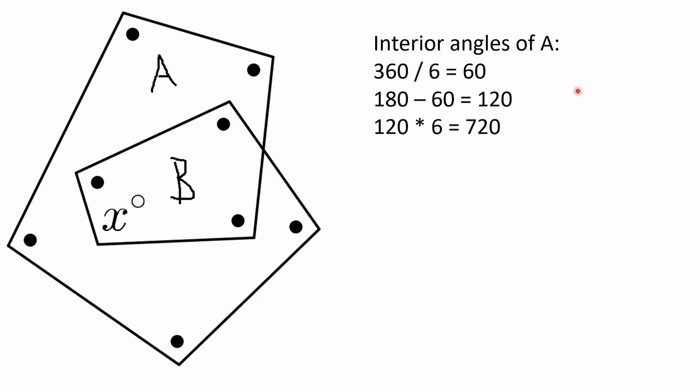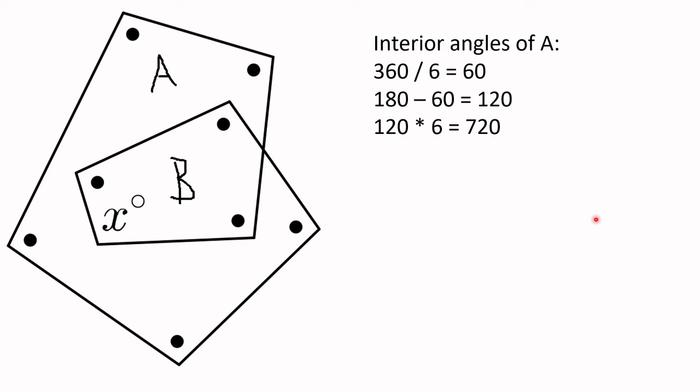Right, so interior angles of A, you've got 360 divided by 6 because 1, 2, 3, 4, 5 lots of x, but then also this angle here, which is your sixth one. Take 60 from 180, get 120, times by 6, that's the sum of all the interior angles. Now, you could go, isn't x just 120 then? Well, actually it's not, because although these 5 angles are x, this angle here is not x.